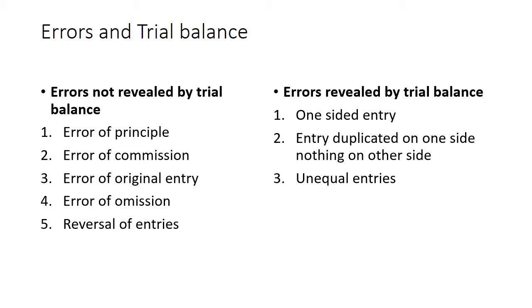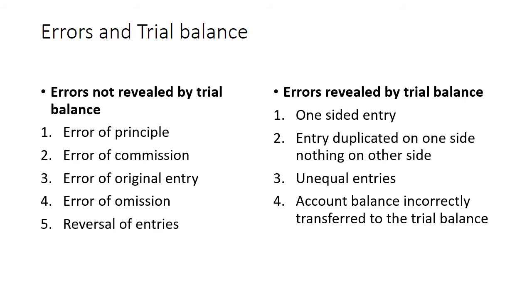This is called an error of unequal entries. Account balance incorrectly transferred to the trial balance. When we finish with all this bookkeeping, when we record all the transactions in their respective ledgers, we have to balance it. What if an accountant or a bookkeeper has not calculated that balancing figure correctly?